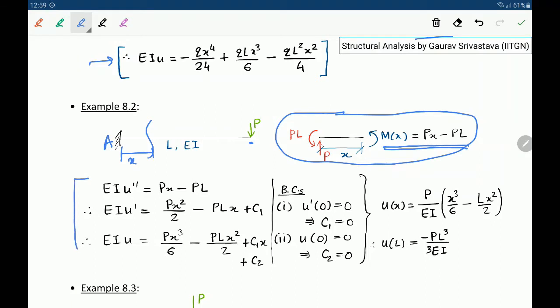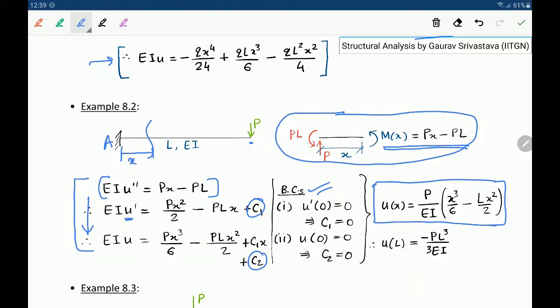So again, we will write the Euler-Bernoulli beam equation, and from here we can integrate it 2 times. There will be 2 constants of integration, and the boundary conditions applied at the end A will give both of the constants as 0, and eventually we can write u as a function of x. We may also write theta as a function of x, or u prime as a function of x. And again, if you evaluate the tip deflection in this case, it comes out to be minus PL cube by 3EI. This is something that many of you might also have remembered.